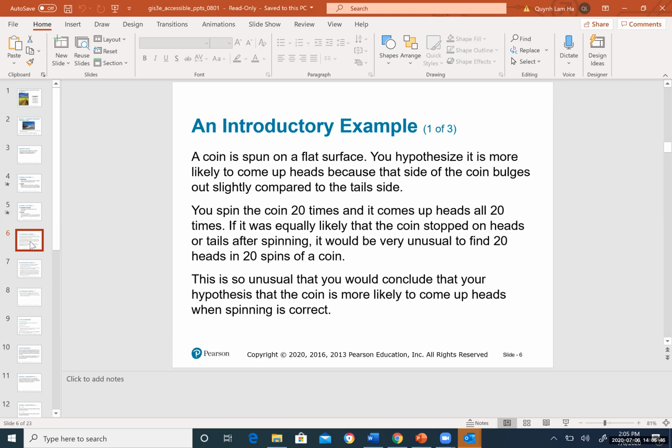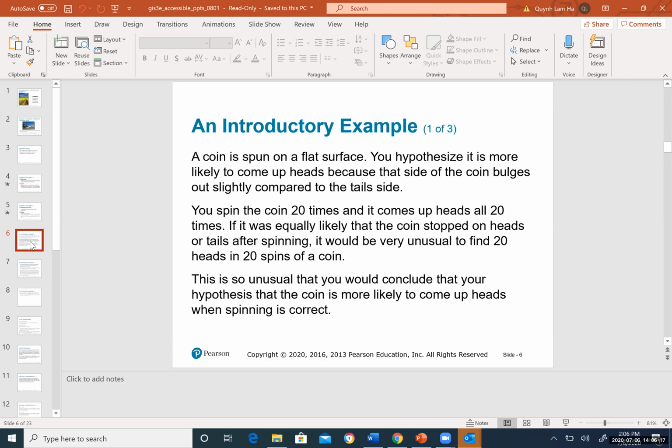If it was equally likely that the coin stops on heads or tails after spinning, it would be very unusual to find 20 heads in 20 spins of a coin. And I don't think it's ever happened. So this is so unusual that you would conclude that your hypothesis that the coin is more likely to come up heads when spinning is correct.